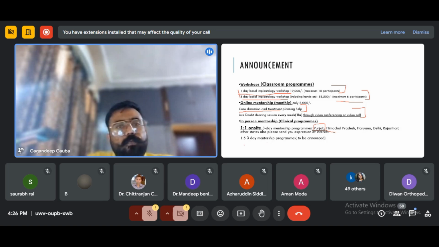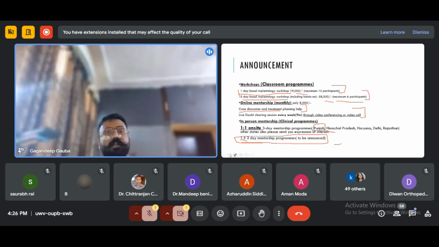And also, if you want, you can split the fees, and I can teach the program to 3 dentists in the same clinic, right? If you want to come for an in-person mentorship program, this is also available at my center in this 1:5 module, right? So these are the various programs that I am running. There are some fees also mentioned. So if you are interested, you can take a screenshot of this slide.